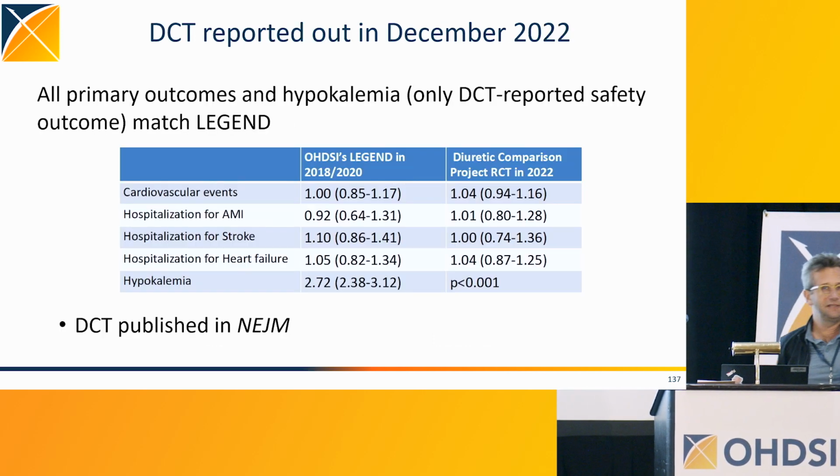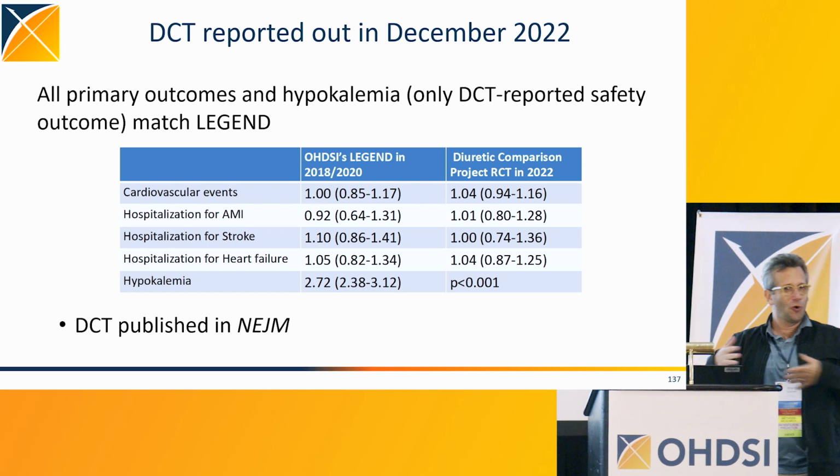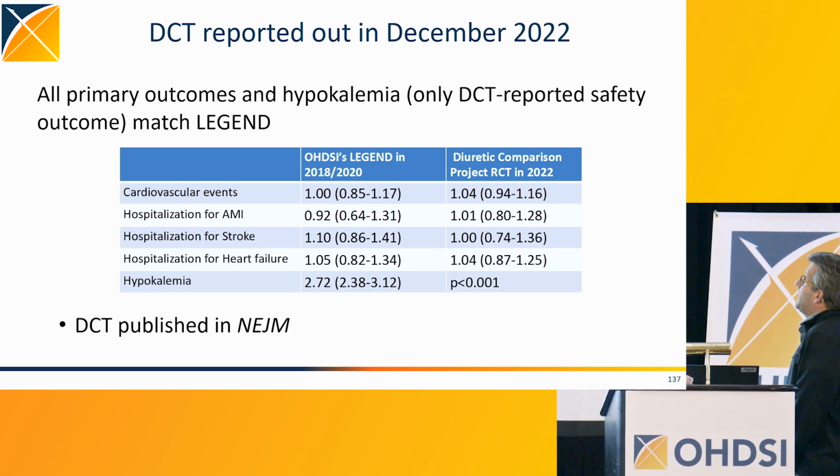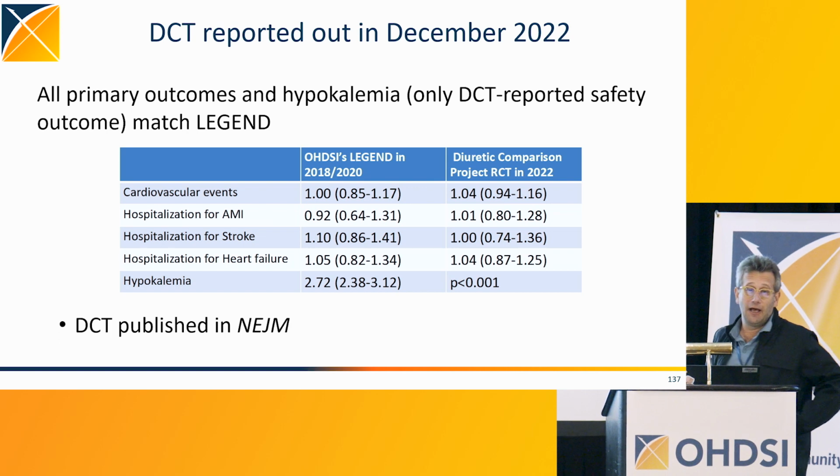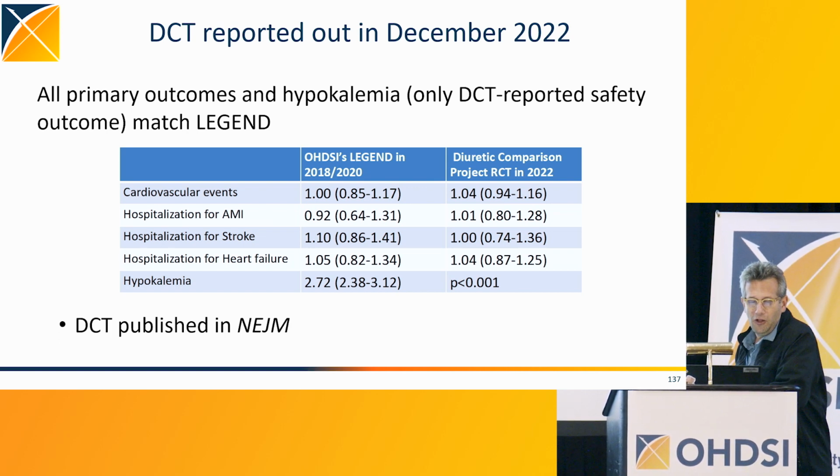Well, as George mentioned, he stole my punchline. We were coordinating so much. DCP finally was reported out last December. That was super exciting, except not so exciting, because if we look at all of their primary outcomes, so MACE, heart attack, stroke, and heart failure, the DCP results matched almost number to number with the Legend observational study.